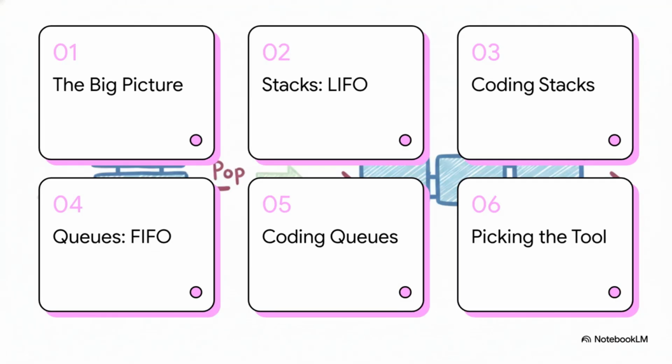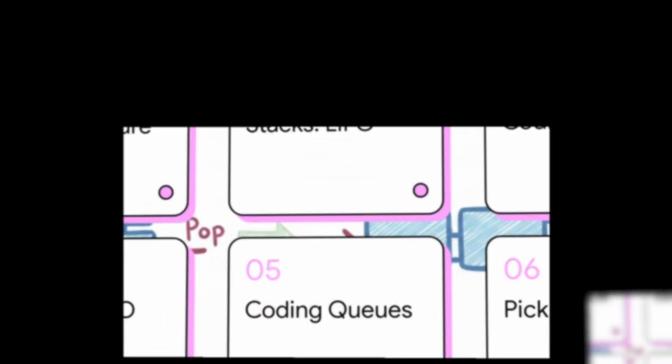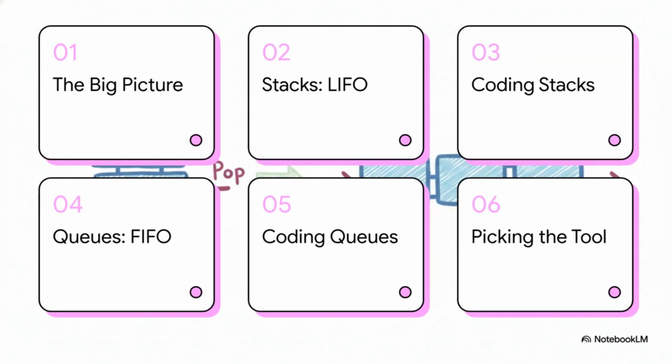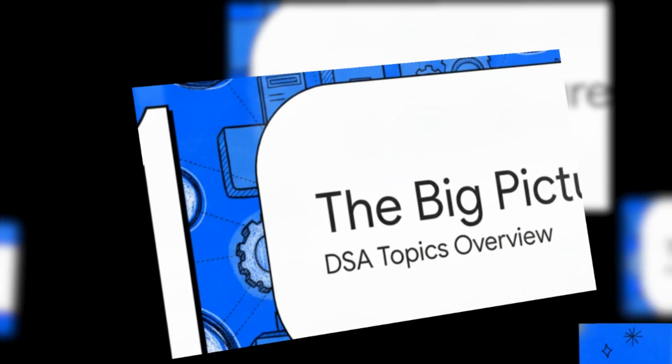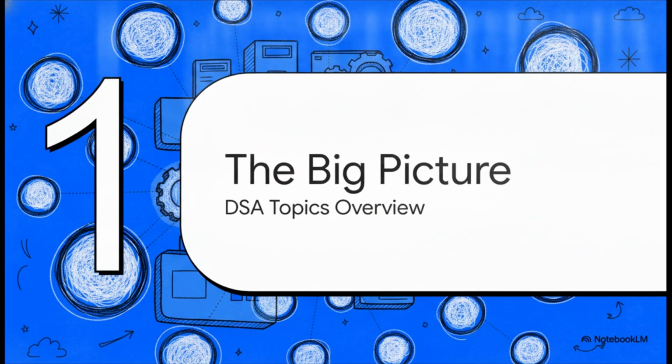Here is our roadmap for today. We'll start with 1, the big picture. Then 2, stacks, last in, first out. Next is 3, coding stacks, arrays and lists, followed by 4, queues, first in, first out. After that, we hit 5, coding queues, arrays and lists, and finally 6, picking the right tool. All right, let's jump right into section 1, the big picture.